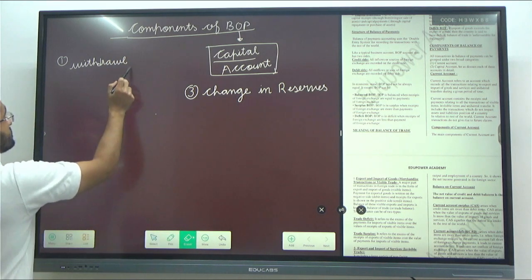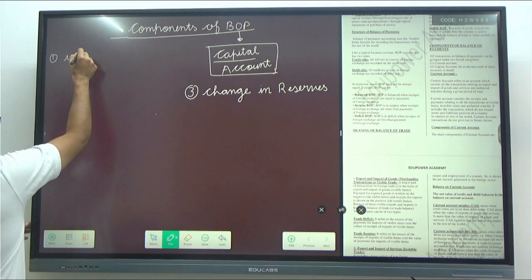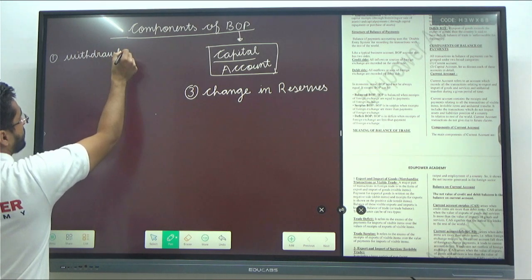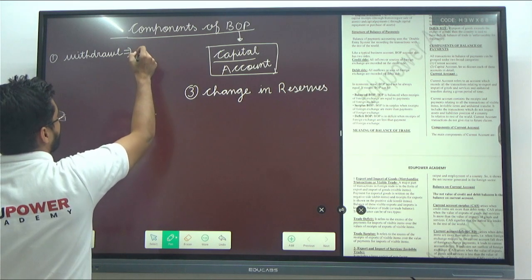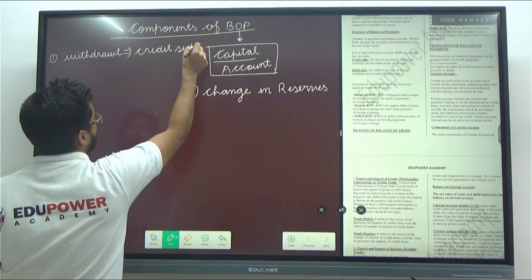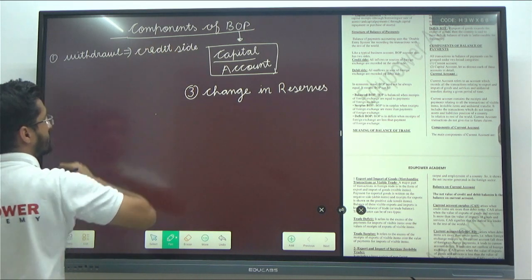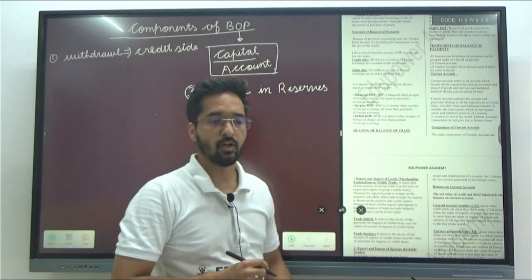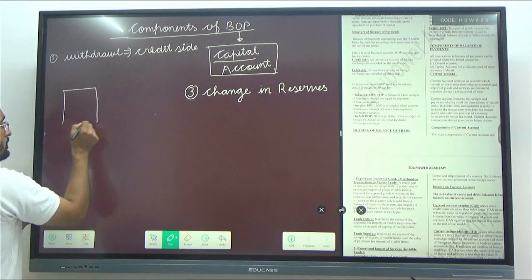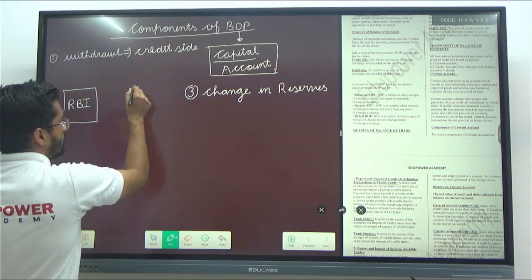withdrawal of reserves is taken on the credit side of the BOP, credit side. How come withdrawal of reserves is taken on the credit side? Why? See, because here we are taking two different entities, RBI and government.